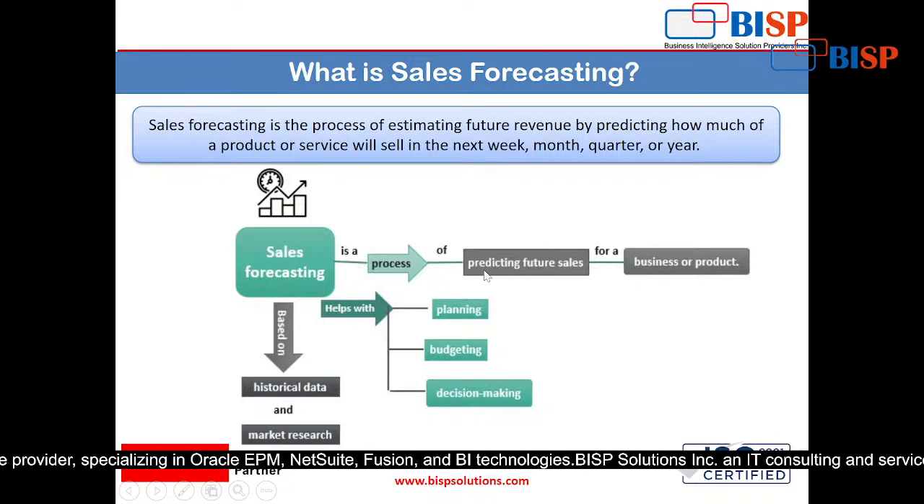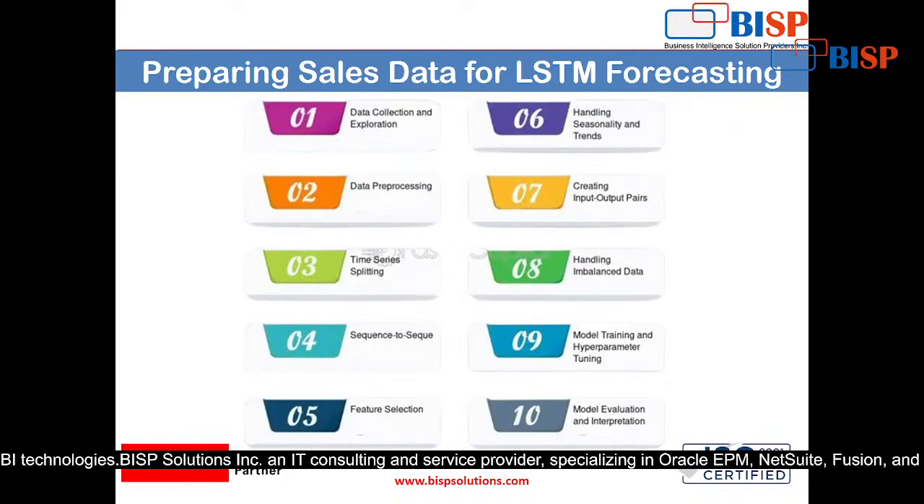Then it is a process of predicting future sales for a business or product, that is fine, to help with planning, budgeting and decision making. This diagram is very easy to understand, right? Nothing is difficult here. So this is how we forecast the sales for the future. Now, preparing sales data for LSTM forecasting. These are the steps for preparing.